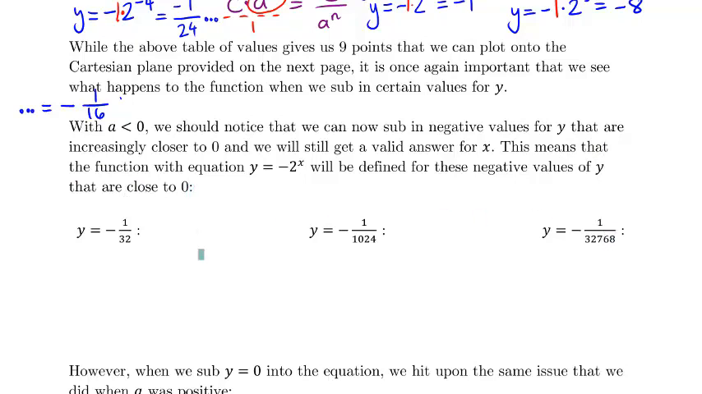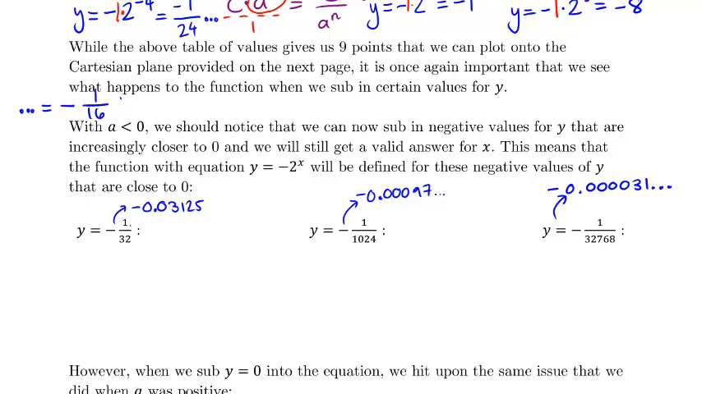And I think you will agree, we are just basically using the negative versions of the y values that we did before. So instead of positive 1 over 32, it's now minus 1 over 32, which is minus 0.03125. That's pretty close to 0, but not as close to 0 as minus 0.000097, etc. And that's not as close to 0 as negative 0.00031, etc., etc. So we're doing the same thing as before.